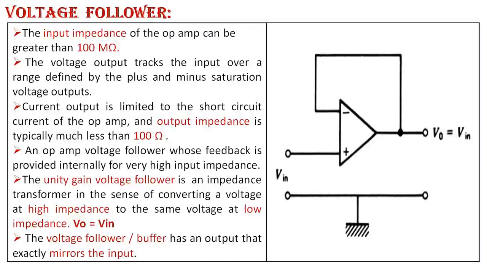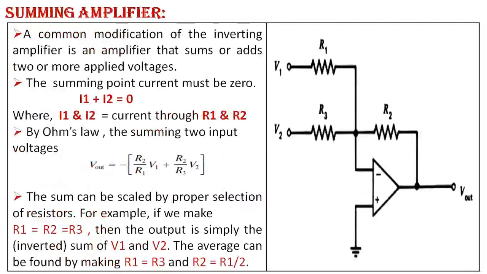V0 is equal to Vin. The voltage follower buffer has an output that exactly mirrors the input. Next one is the summing amplifier.